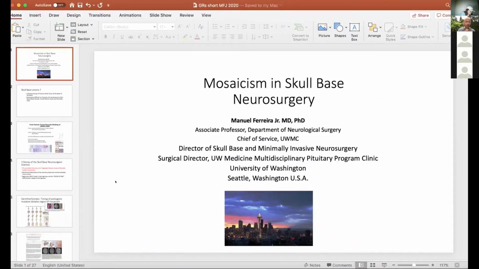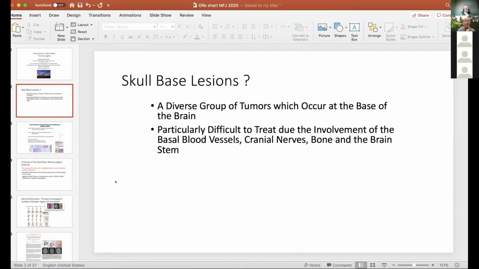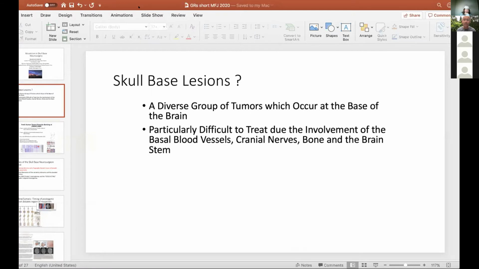I'm going to try to rapid fire through 3 different projects we have going on in our lab, and they all revolve around this concept of mosaic variability, really focusing on allele frequency and the pathogenic nature of variants in certain genetic alterations. So as a skull-based surgeon, we have the difficulty of treating lesions at the base of the skull with a complex variety of tissue, including blood vessels, cranial nerves, bone, and actually very important brain.